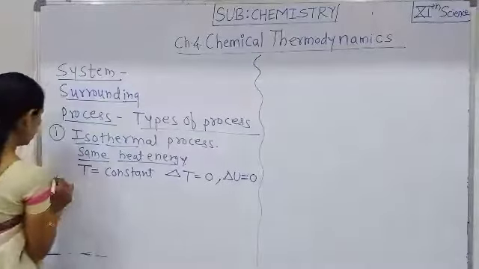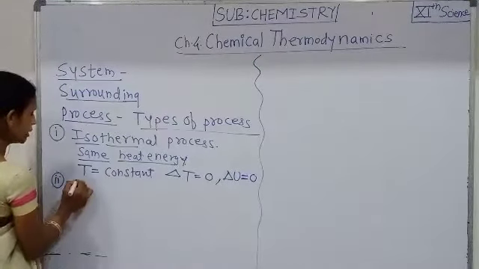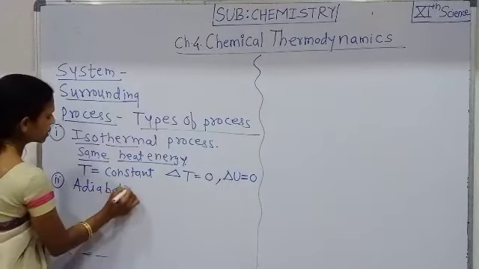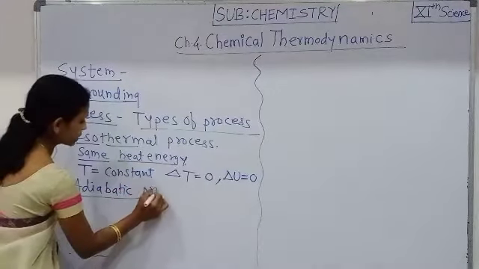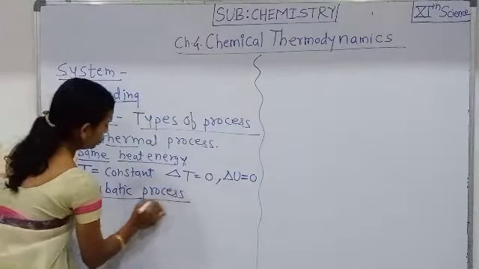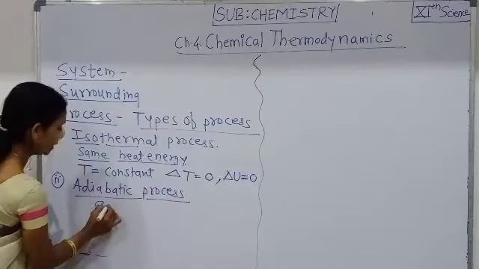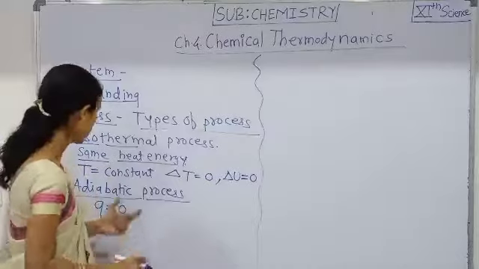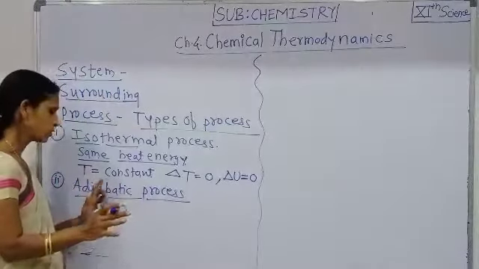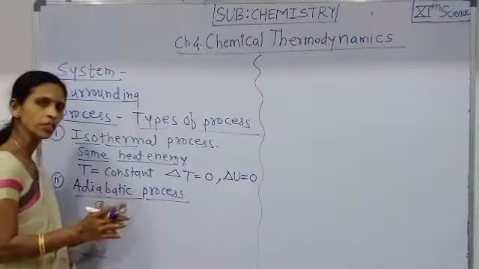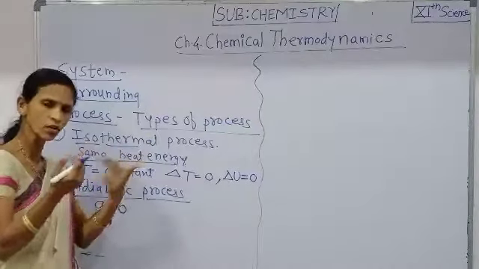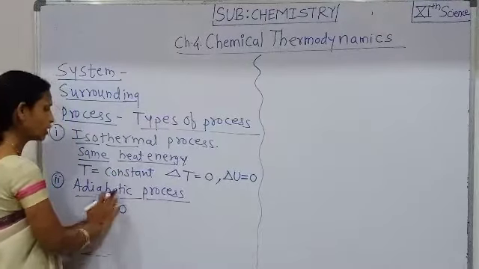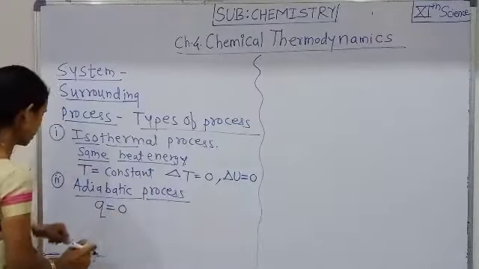Then the second process, the adiabatic process. It is a process in which no exchange of heat takes place between surrounding and system. That means no transfer of heat energy from system to surrounding and surrounding to system. That means Q is equal to 0. That is the adiabatic process.